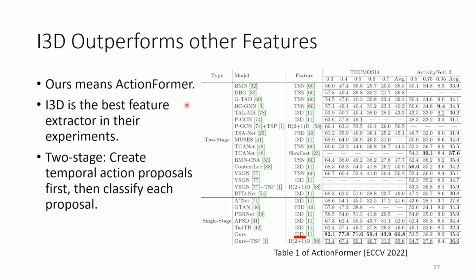Okay, so my next question is: now you see THUMOS14 and ActivityNet 1.3 are two data sets. What are the numbers 0.3, 0.4, and so on here? What are those numbers? And of course this is the average. What does the average mean? And you see there is a number, 82.1. What does it mean?